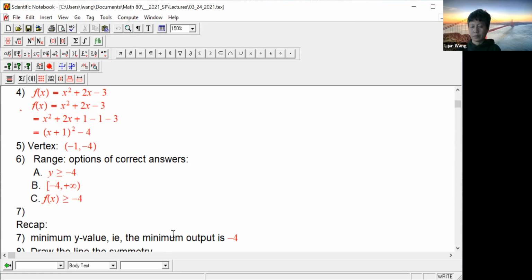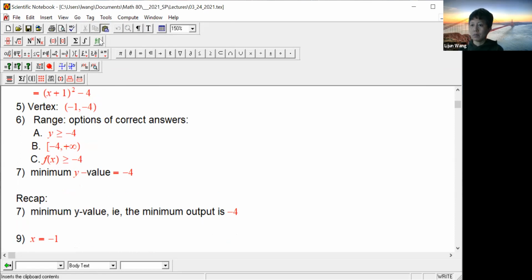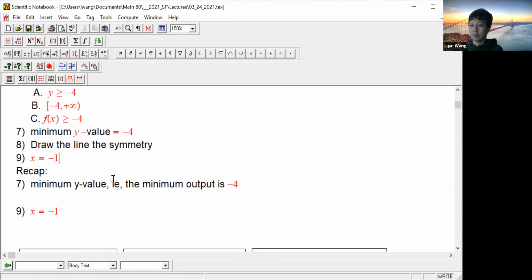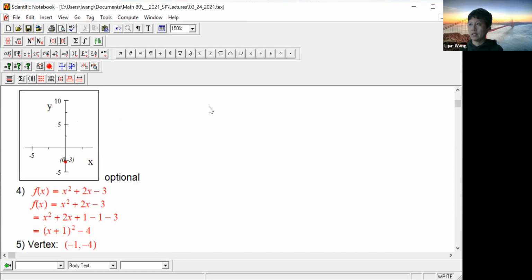Number 7. Draw the line of the minimum y value. Minimum y value, y is the output. Minimum y value is -4. Follow me? Minimum y value is -4. Number 8, draw the line of symmetry. Number 9, give the equation of the line of symmetry. So this is 1, 2, 3, 4, 5, 6, 7, 8, 9.